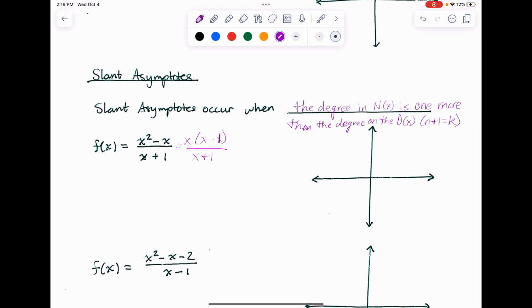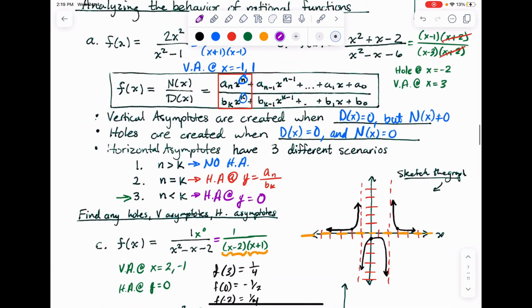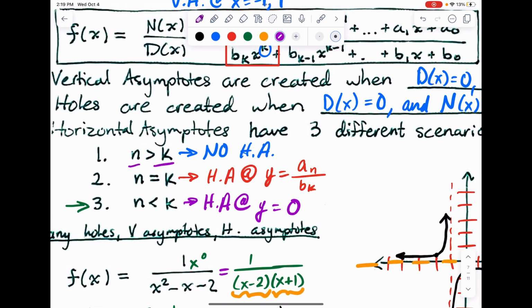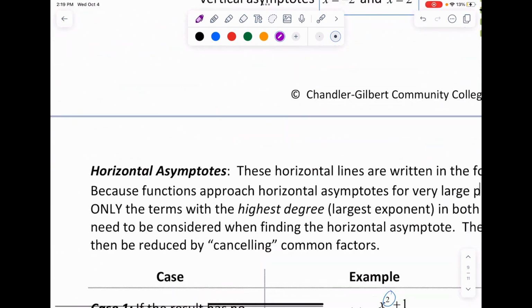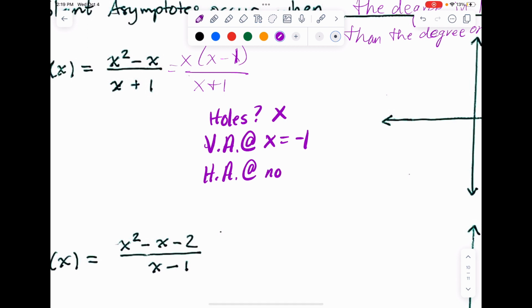All right, so do I have any holes? Nope. Do I have any vertical asymptotes? Yes, I do, and it's at x equals negative 1. Do I have any horizontal asymptotes? Let's go look at the rules again. If the n is greater than k, I do not. So therefore, let me go back to the problem. None. I should write holes as none, because that way people don't think I'm saying there's a hole at x. Horizontal asymptotes, none.